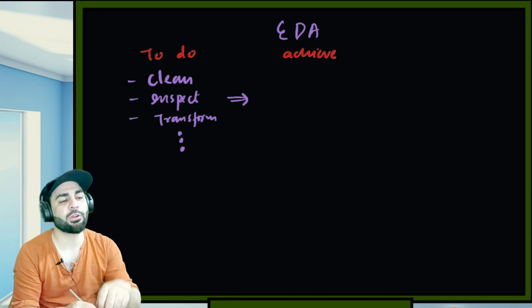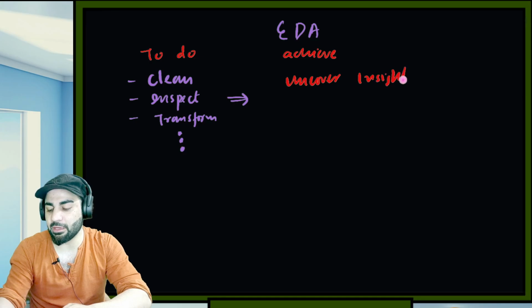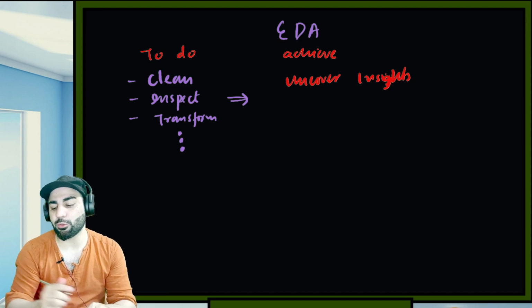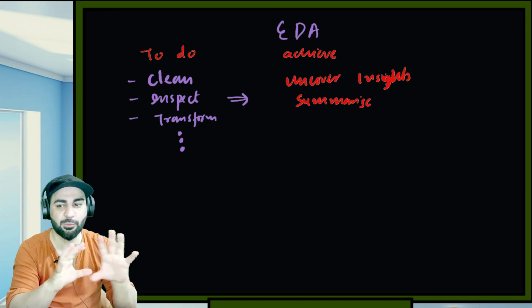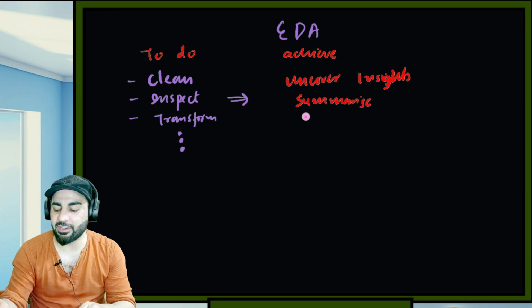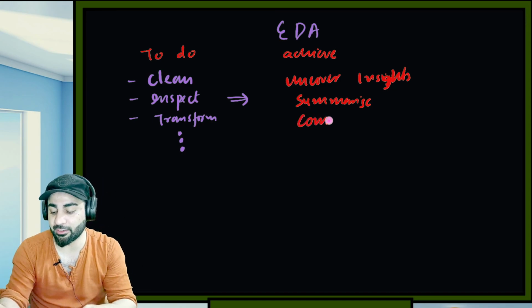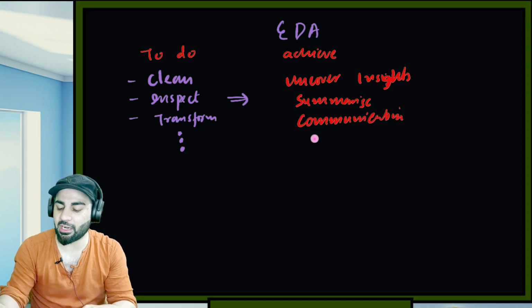The first goal is you want to uncover insights, because you want to give some really good insights that were not directly seen from the data. And then you want to summarize the data: this is what my data is about. And then you want to create visualizations for storytelling, or for communication. And the best part, what I'll write is understanding.